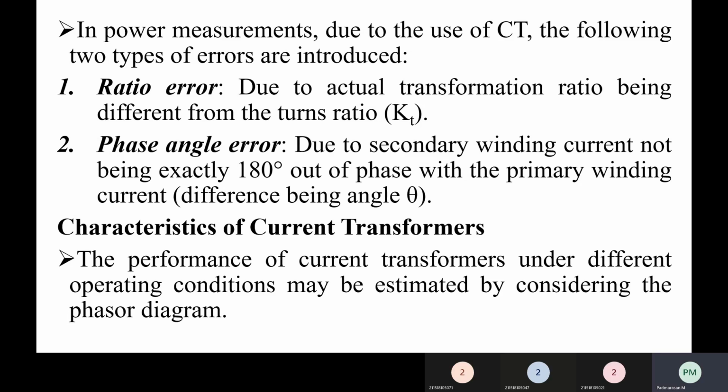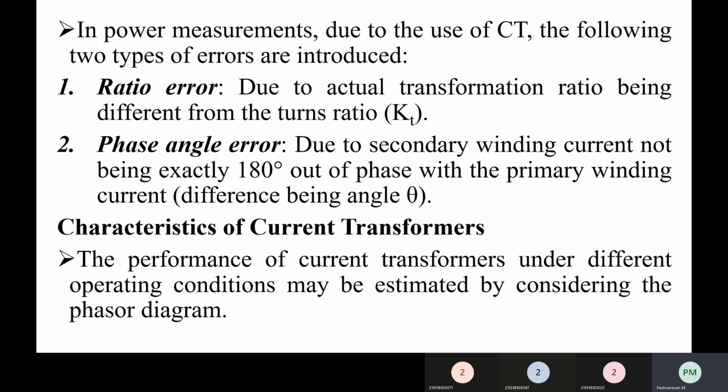The next one is phase angle error. Due to the secondary winding current not being exactly 180 degrees out of phase with the primary winding current, this phase angle error occurs. So these are the two types of errors which are introduced in power measurements by using current transformer. Next, we will see the characteristics of current transformers.